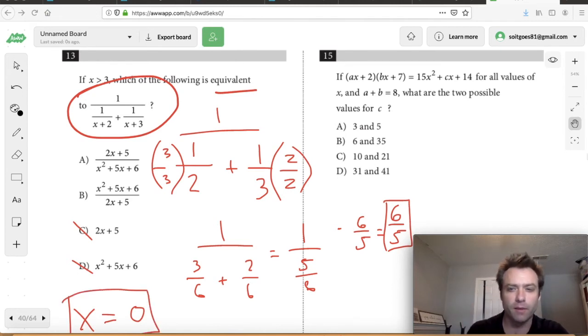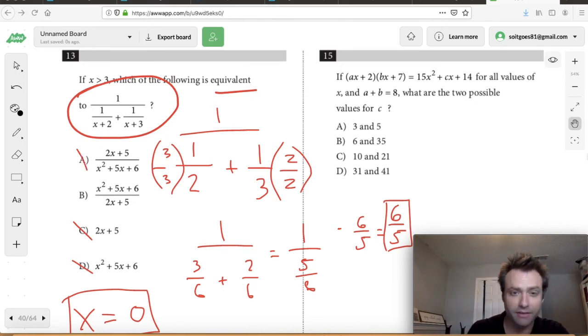Okay, look at answer choice A. Plug in a 0 for x. What do you get? You get 5 over 6, because anything times 0 is 0. So you get 2 times 0, 0 plus 5. 5 in the numerator for answer choice A, and a 6 in the denominator when you plug in a 0 for x. So it can't be answer choice A.